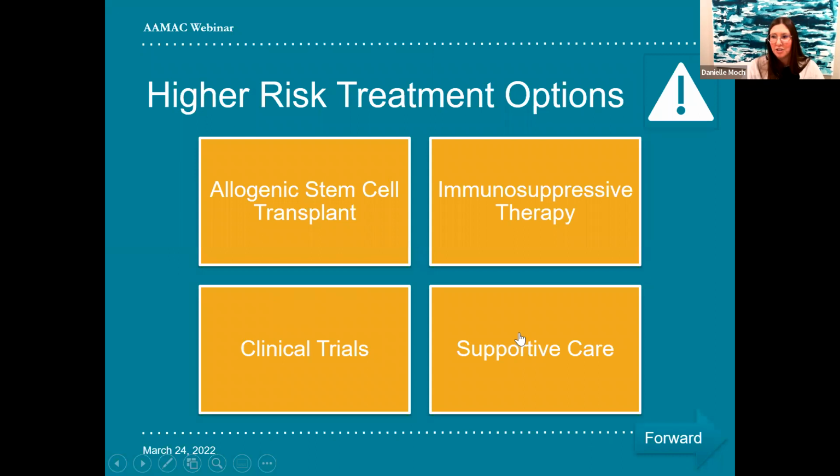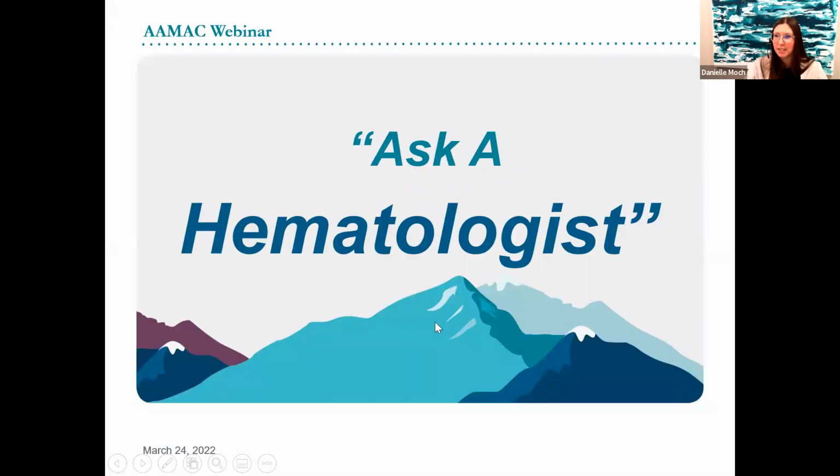We've touched on clinical trials. We've touched on supportive care. These are the same within high risk treatment options, same as lower risk treatment options. And so with that being said, we've covered the majority of treatments for MDS and some side effects.